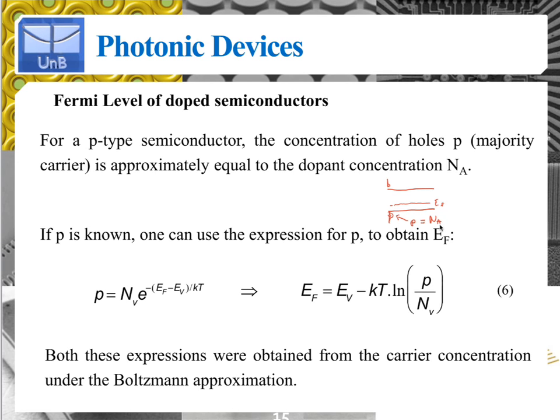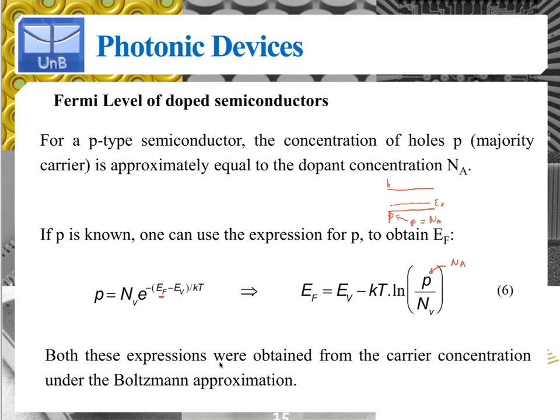So P can be taken to be equal to Na, and if P is known, we can also use the expression for the hole carrier concentration derived using the Boltzmann approximation and isolate EF. If you do this, you'll find that EF is equal to EV minus KT times Ln of P divided by NV, where again you can just substitute the acceptor atom concentration introduced in the material in place of P and find EF directly.